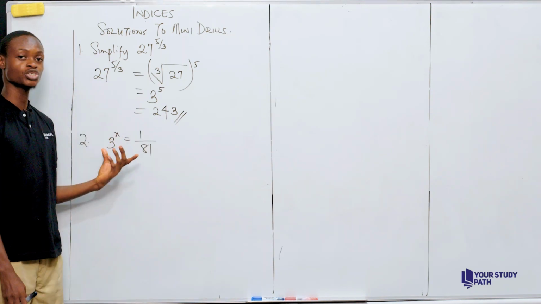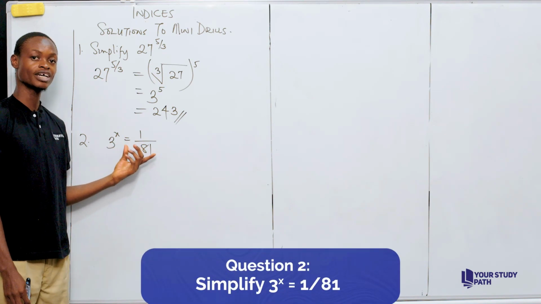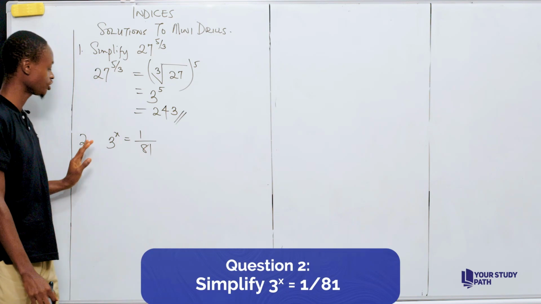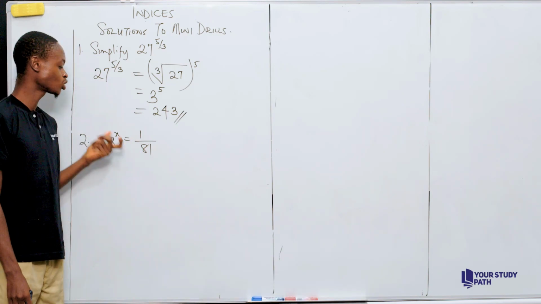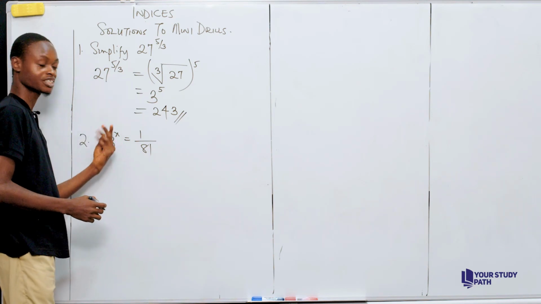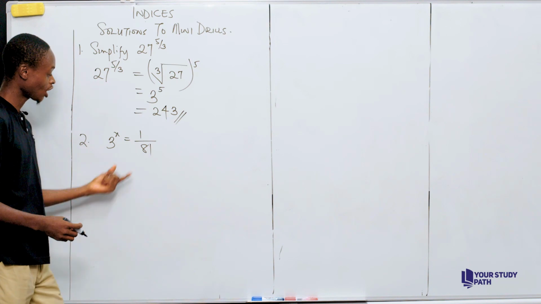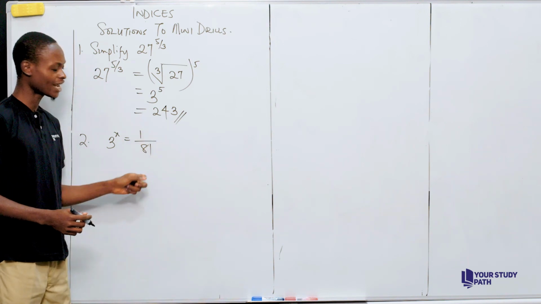Now we have the next question, which is 3 raised to the power x equal 1 divided by 81. So the very first thing is try as much as possible to simplify the big numbers into smaller indices. So now we have this 3 raised to the power x on the left hand side. This is simplified enough for us. Now we have the right hand side, which is 1 divided by 81, right?